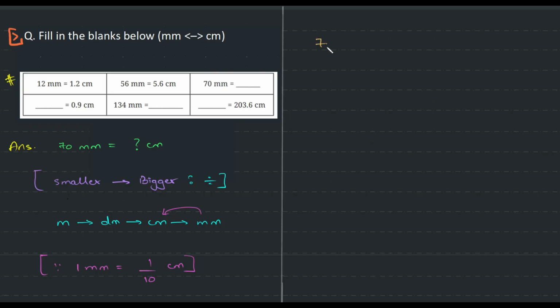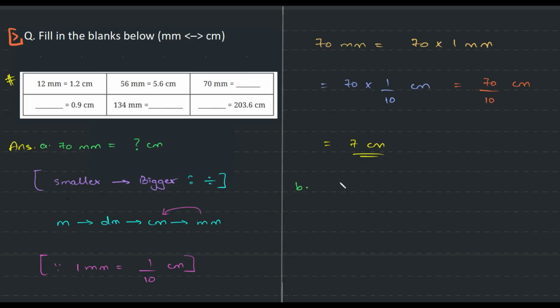So we can write 70 millimeter, in place of millimeter I'm going to write it as 1 millimeter. And we know that 1 millimeter is 1/10 of a centimeter. And this can be further written as 70/10 centimeter. And 70/10 is 7 centimeter. That's it. So that's the line of thinking that would help.